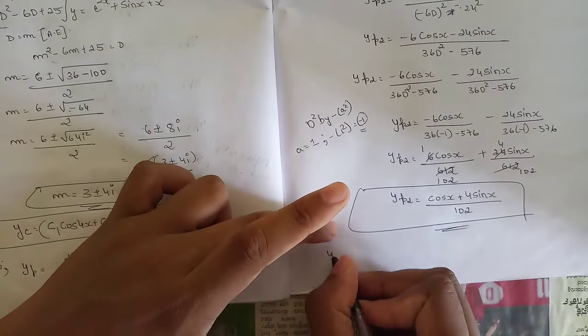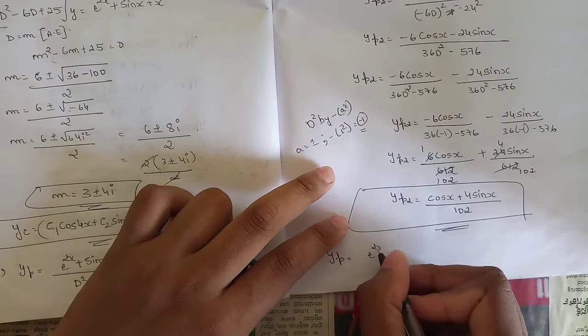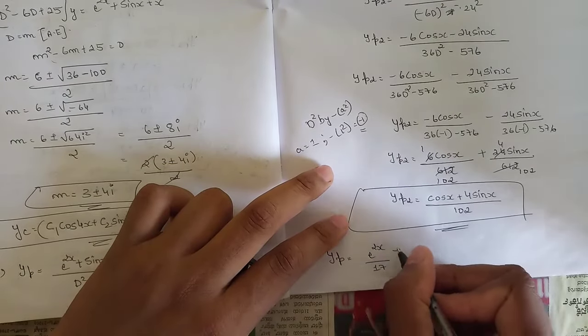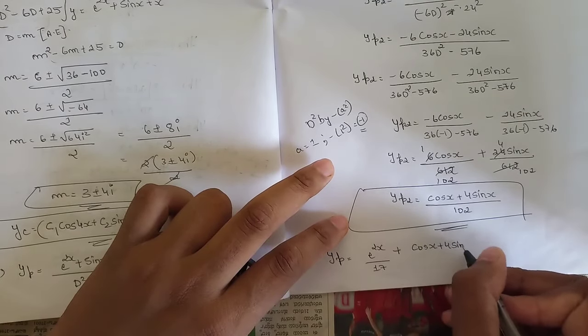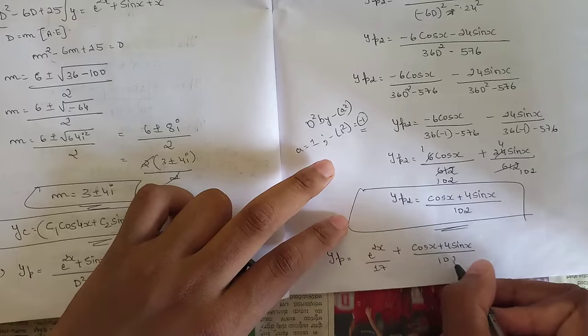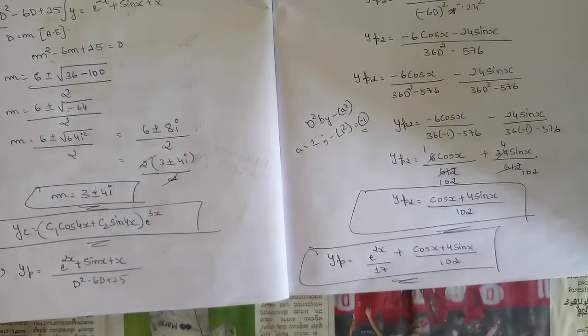So finally we can write yp as yp1 plus yp2, that is e power 2x by 17 plus cos x plus 4 sin x upon 1 not 2. So this is your required particular integral.